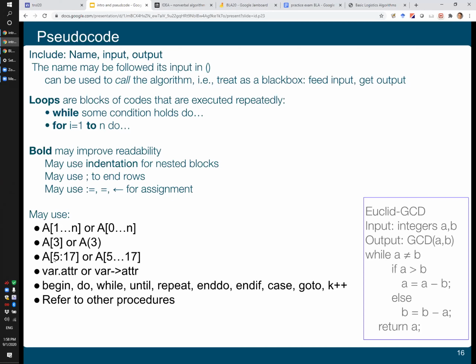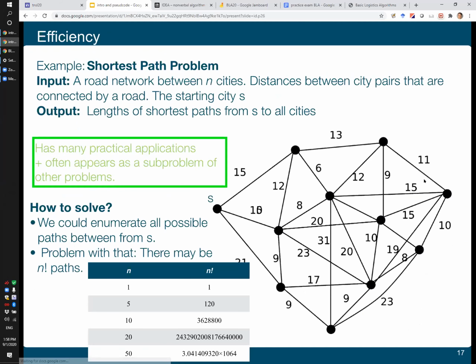If you want to indicate a range of values, again, use anything you want, a colon or just three dots. Any words which are understandable are fine: repeat, until, if, and so on. You can also refer to other algorithms. So again, here is the Euclid algorithm as an example of pseudocode. We will have many more algorithms and pseudocodes in this course.